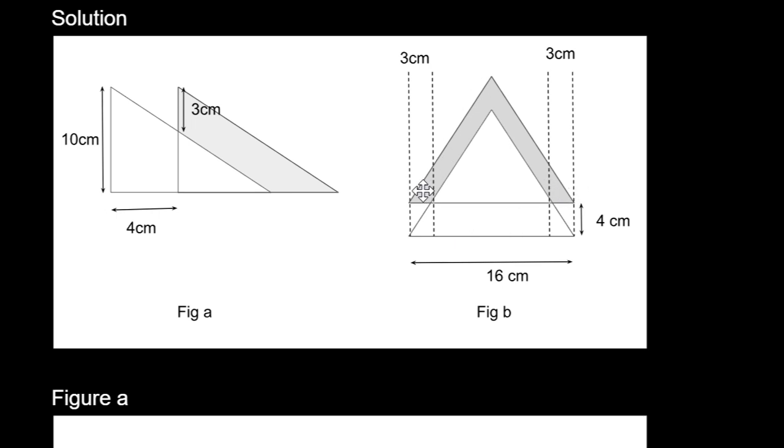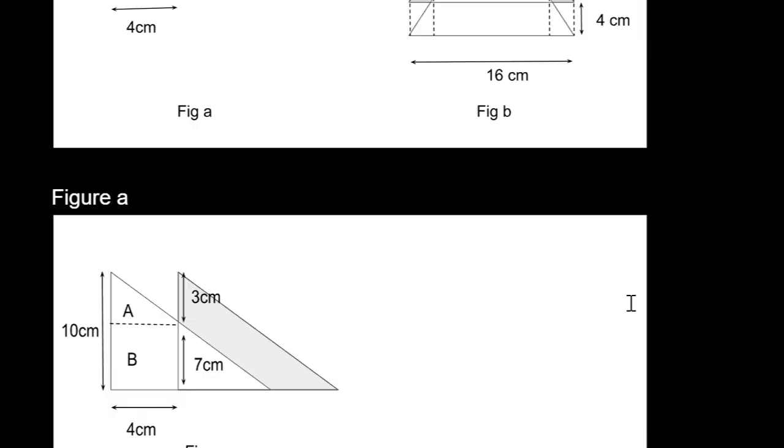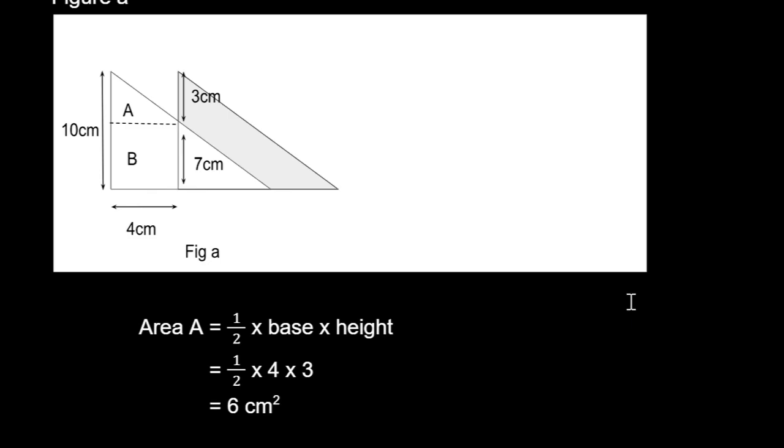Why? Because the concept already tells us that these two areas are the same, and this area and this area are the same. Okay? So for figure A, it's quite straightforward. We know that this is 10 centimeters, we know this is 4, we know that this is 3. So this part has to be 7.